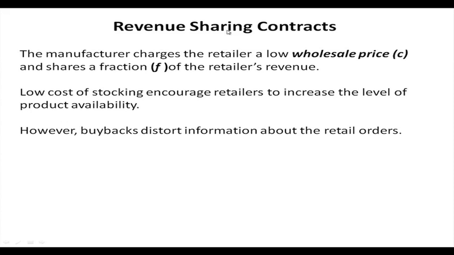So, the revenue is shared between the retailer and the manufacturer. The low cost of stocking encourages retailers to increase the level of product availability, because the retailer can buy at a low price, they tend to order a larger amount, and therefore more product is available, and hence there is also a distortion of information about the actual customer orders at the retail.